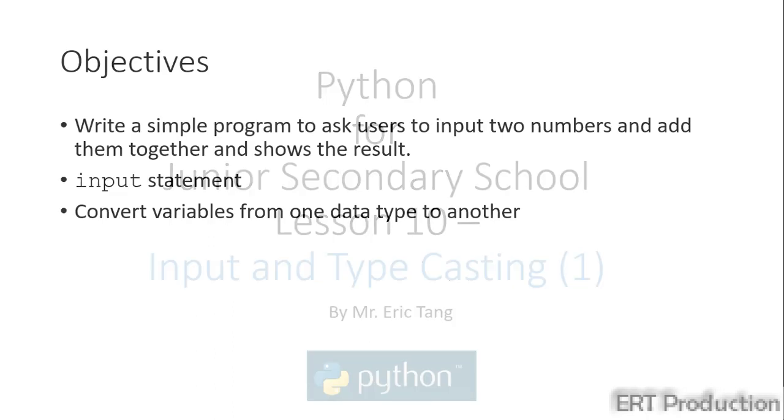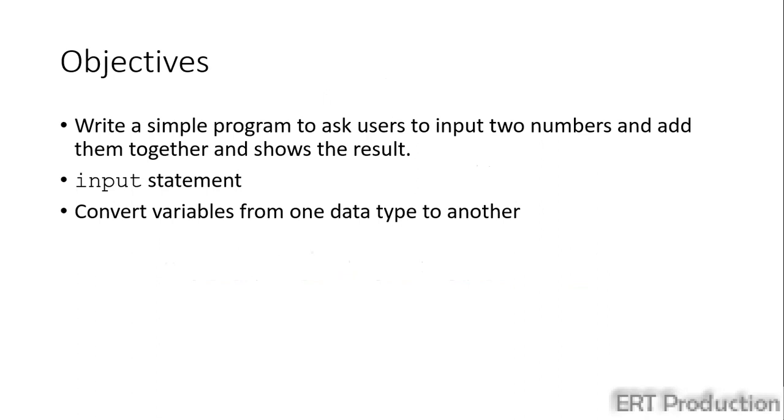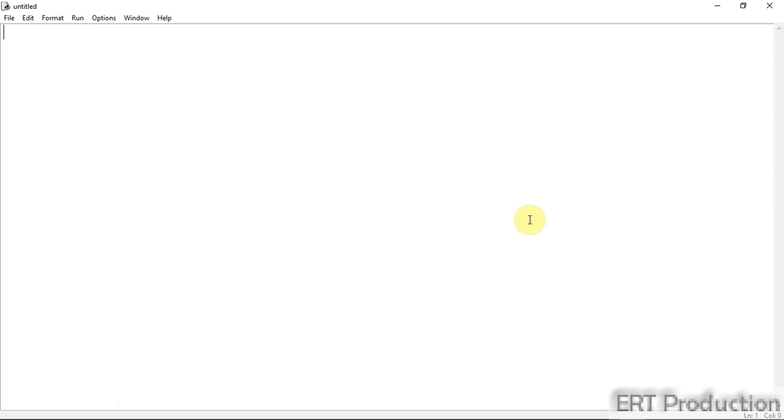Today we want to write a simple program to ask users to input two numbers, add them together and show the results. We'll learn how to use the input statements in Python and convert variables from one data type to another. Here we go. Let's open Python IDLE and type the program together. We start from a raw example and build up the concept bit by bit.